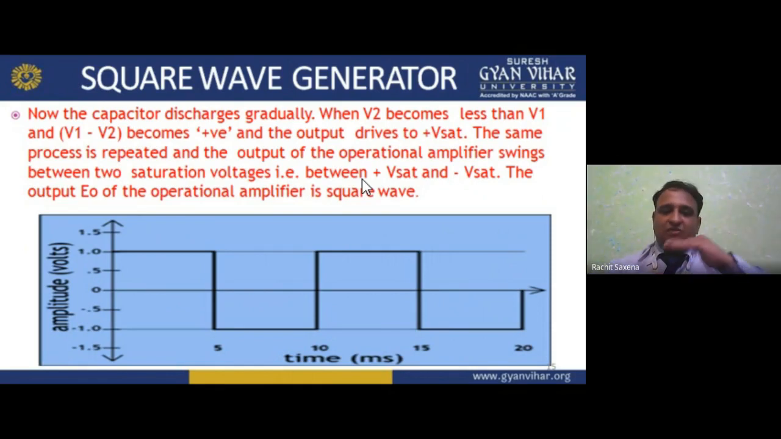So through this, what will happen? We are getting the waveform as a square wave. See here, charging a capacitor to positive VSAT, negative VSAT, positive VSAT, negative VSAT. Okay, I hope you understand. This is the output of the square wave.